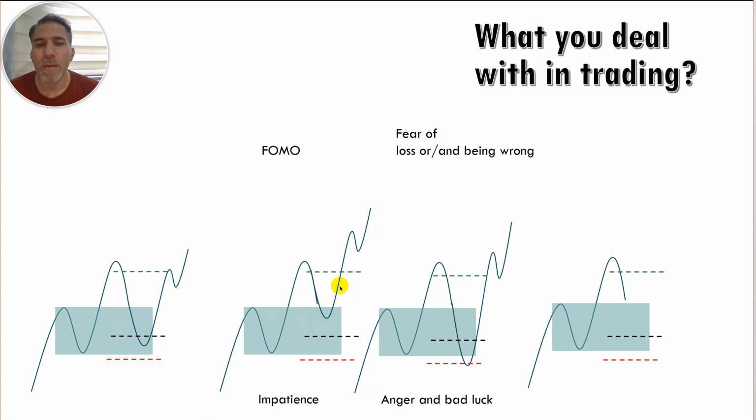Then here we have fear of missing out, fear of losing, and being wrong. We have four of them. By the way, these are not something I created. These are something that I'm quoting from Mark Douglas.